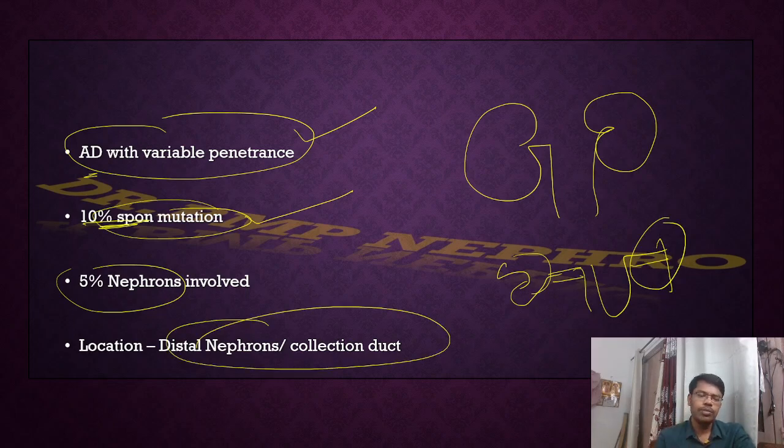Important MCQ points: variable penetrance. Many times you might not find a family history because of this, and 10% can occur because of spontaneous mutation. Only 5% of the nephrons are involved. The distal nephron and the collecting duct are the primary site of the cysts.